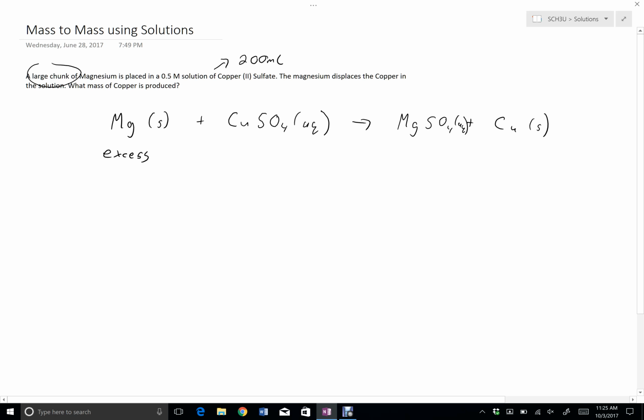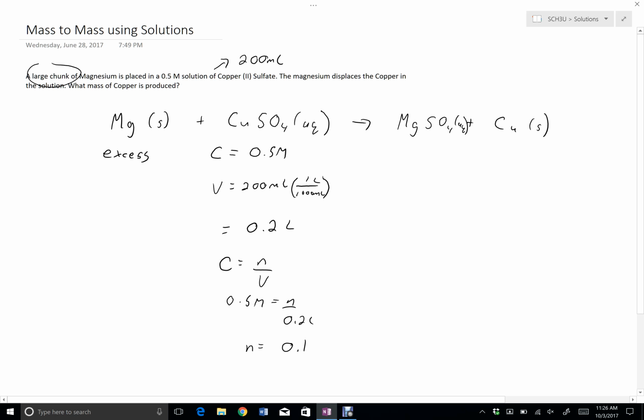So my concentration is 0.5 molar. My volume is 200 milliliters. But recall, for the concentration formula, that needs to be in liters. So I'll convert it over to liters, and I get 0.2 liters. C equals n over V. And so 0.5 molar, and I have 0.2 liters of the solution. I'm going to end up with 0.1 moles of copper sulfate.